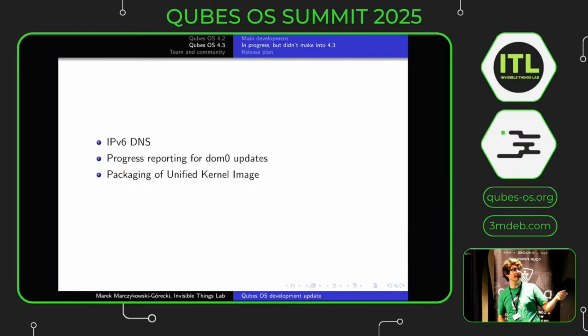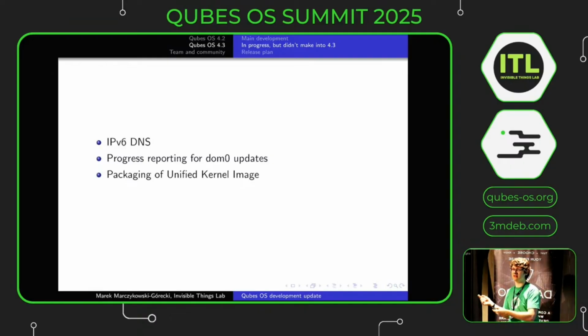And finally, packaging unified kernel image. This is an EFI file where we combine kernel and initial RAM disk in one file that can be signed, and then you can use that with secure boot. So the packaging is ready. And there is some instruction how to use that.